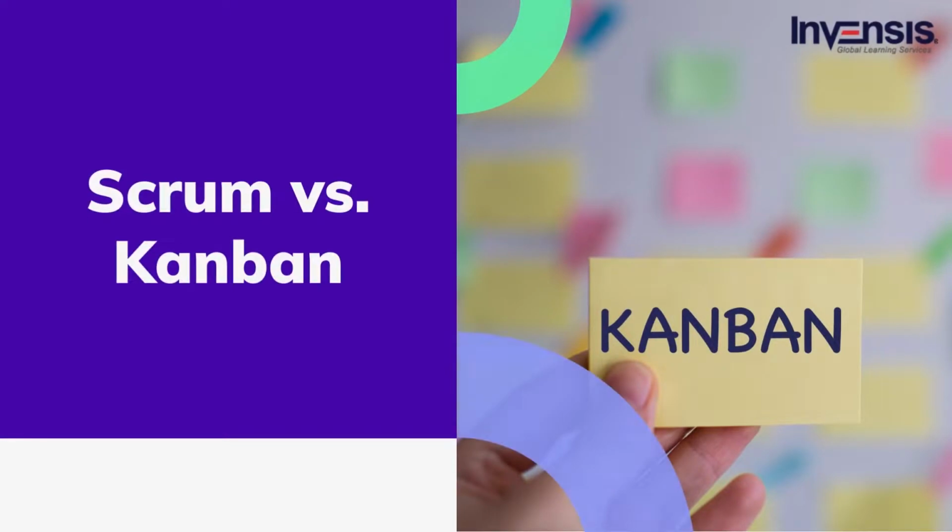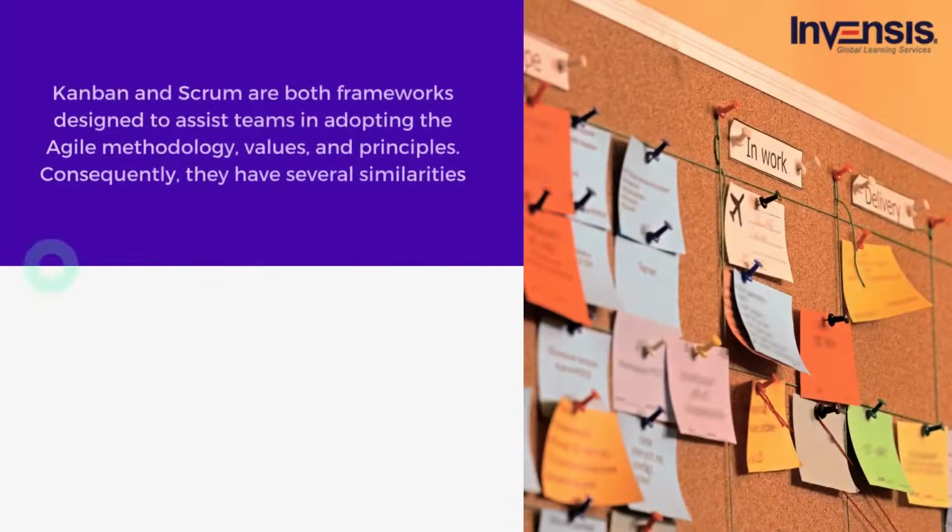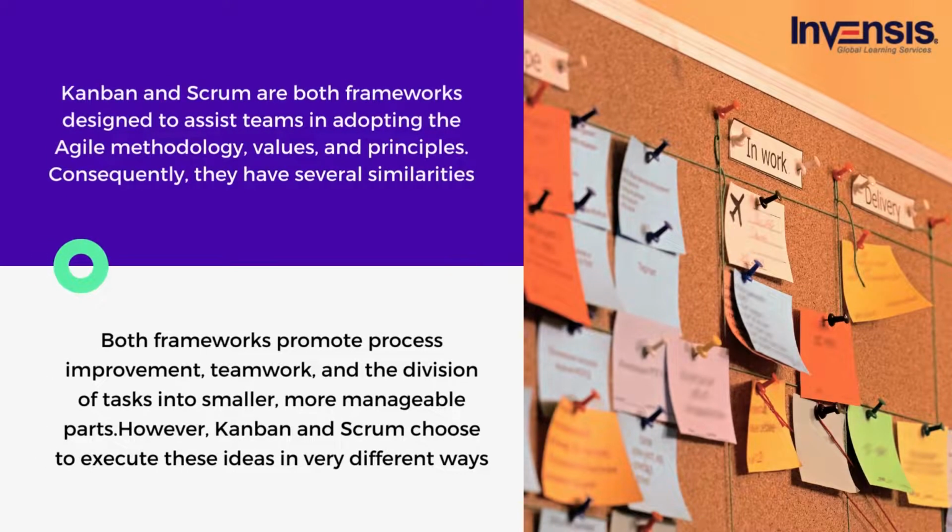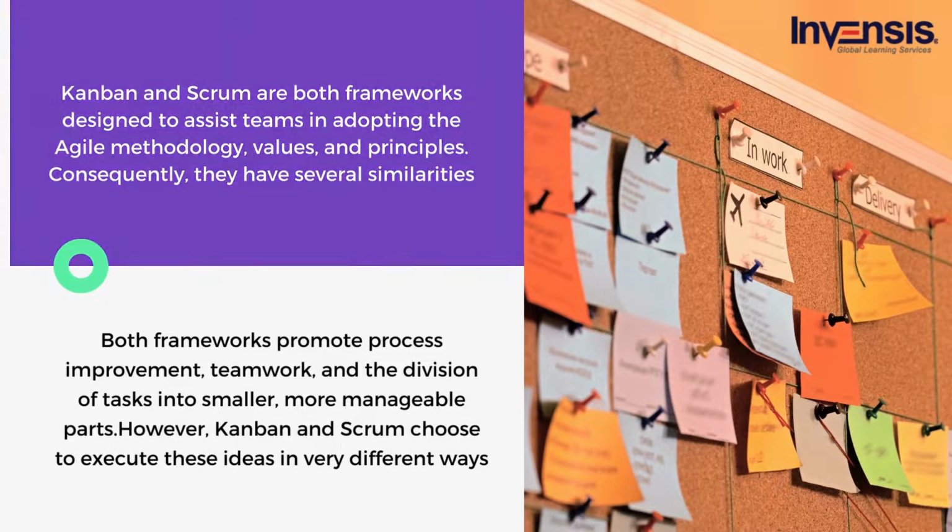Moving on to our next topic. Scrum versus Kanban. Kanban and Scrum are both frameworks designed to assist teams in adopting the Agile methodology, values, and principles. Consequently, they have several similarities. Both frameworks promote process improvement, teamwork, and the division of tasks into smaller, more manageable parts. However, Kanban and Scrum choose to execute these ideas in very different ways.